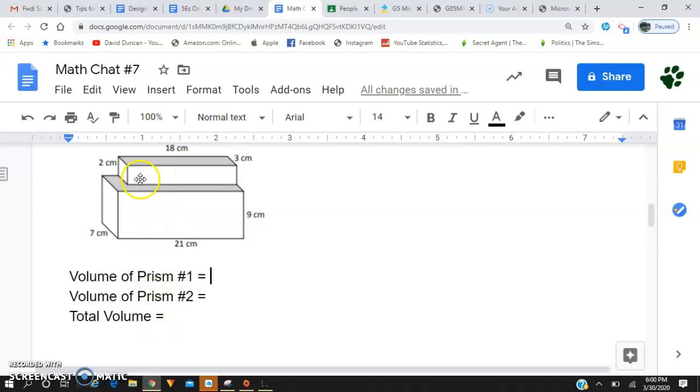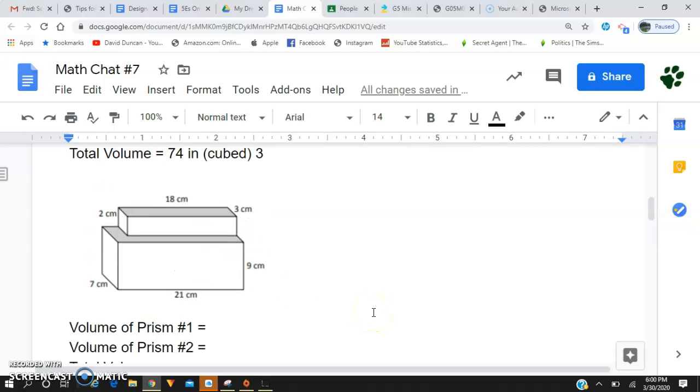So let's look at the top here. Let's start with length of each prism. So the length of my top prism right here, it tells me it's 18. The length of my bottom prism, it tells me right here is 21. Now let's go on to the width of each prism.